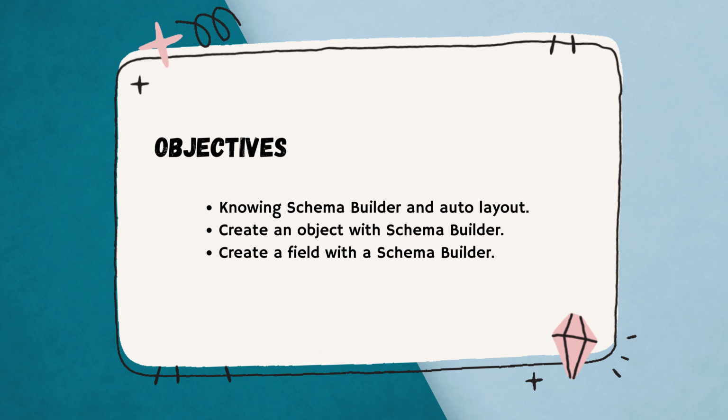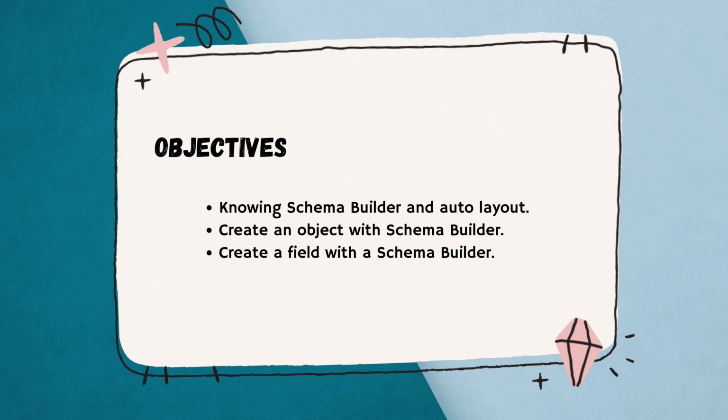Let's set the stage by highlighting our key learning objectives for this session: knowing Schema Builder and auto layout, creating an object with Schema Builder, and creating a field with Schema Builder.